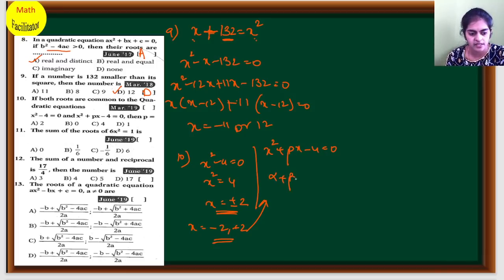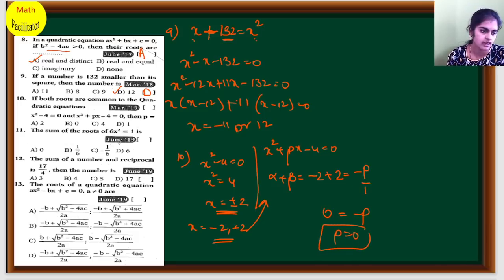So what is alpha plus beta? Alpha is minus 2, beta is plus 2. That is equal to minus b by a. So I can write 0 equal to minus p, or p equal to 0. Since the roots are the same for both the equations, and here you got the roots as plus 2 and minus 2, then you find the sum of the zeros, plus 2 minus 2, so you will get 0 equal to minus b by a. Minus b by a is minus p by 1. So you are getting p as 0.